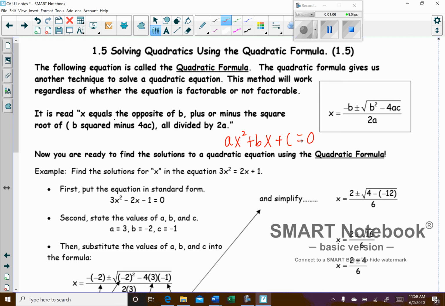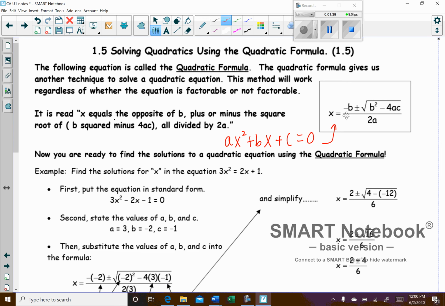So anyways, if you do the completing the square process, you end up with this right here: x equals negative b, or the opposite of b, plus or minus, because the square root property would be taking place while you're doing the completing the square process, right? That's where that plus or minus comes in. The square root of b squared minus 4 times a times c, and then it's all divided by 2a.